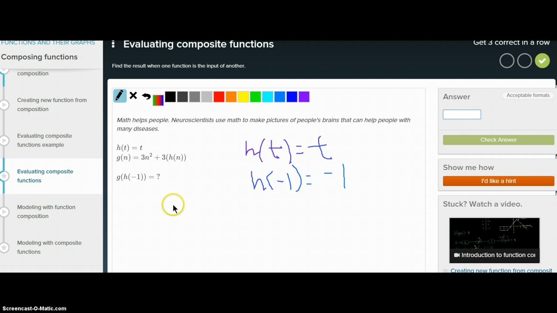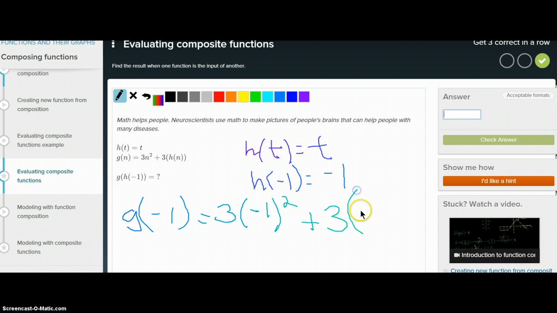And then we're going to plug in negative 1 into this g function. So we're going to have g of negative 1. And we're going to do that because we're going to insert our h of negative 1 value here. And so we're going to have our new outer function, g of negative 1. Alright, so g of negative 1 equals 3 times negative 1 squared plus 3 times h of negative 1.